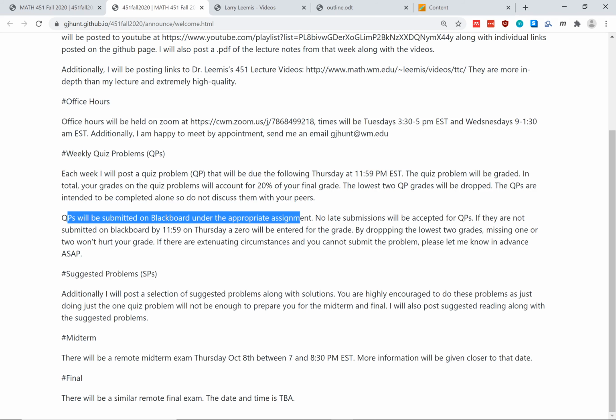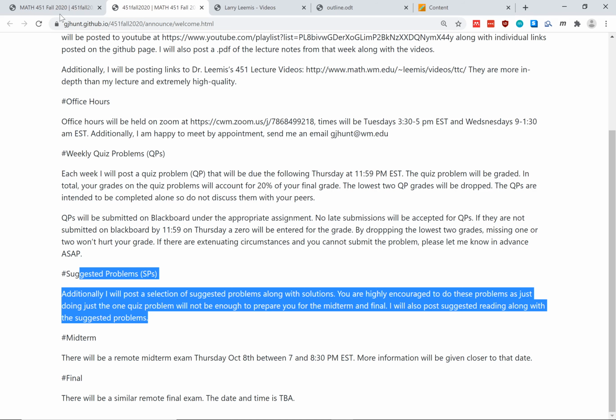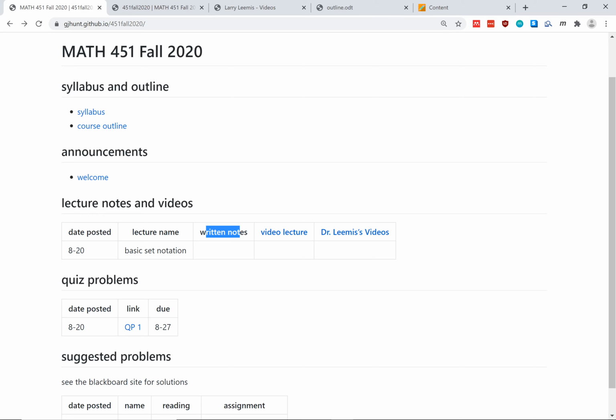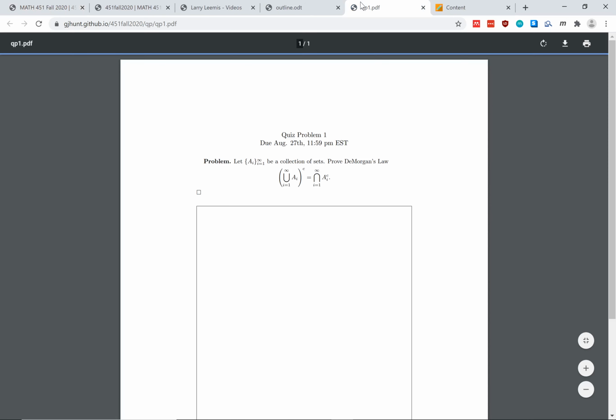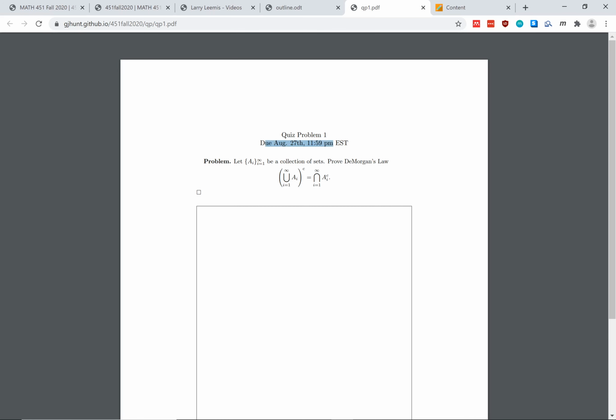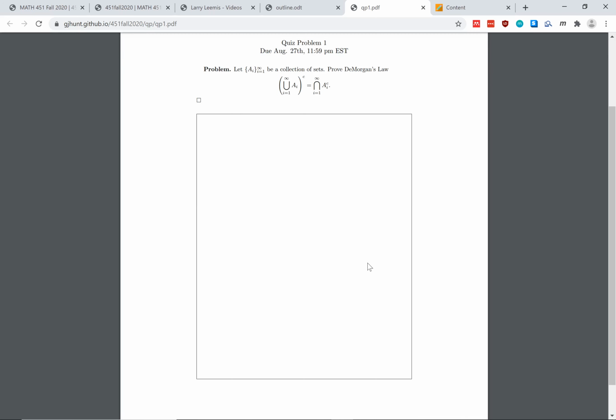Additionally, I'm going to post some suggested problems. So if we go back to the website here, I have a section for quiz problems. This is a quiz problem for the first week. Here's the link, here's the due date. If I click on this, let's open that up. So here's the first quiz problem, due August 27th. Short little problem, space to write your answer below.